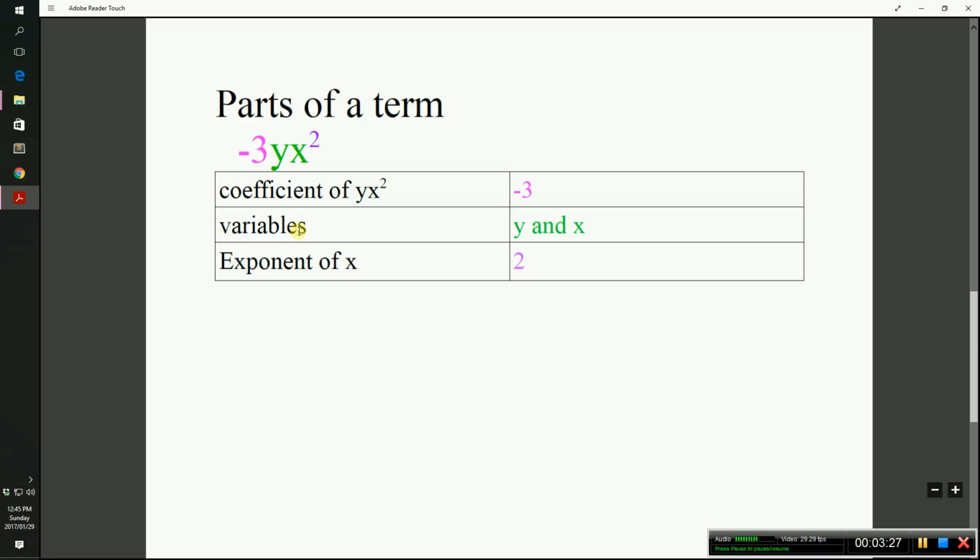The variables are in green, which are y and x, and this 2 on the top is called the exponent. It's the exponent of x. We pronounce this as x squared. It means x times x. If it was 3, we'll say x cubed, which is x times x times x.